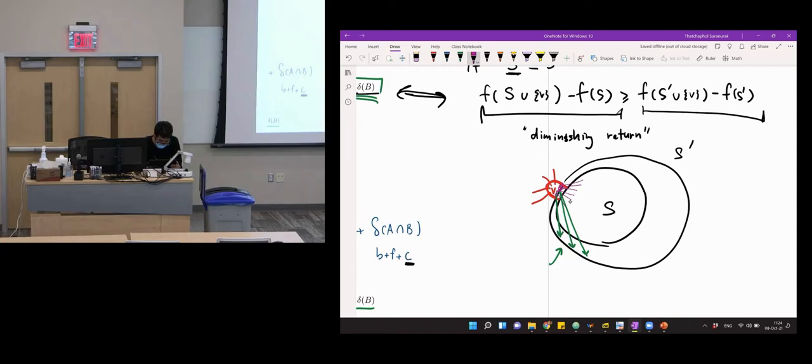Pink should be a lot, right? Because if pink is a lot, then when you add V, the change in the cut size is a decrease. This is now negative, something negative. It's negative plus red. And then it is 0 plus red. And here is 0 plus red.